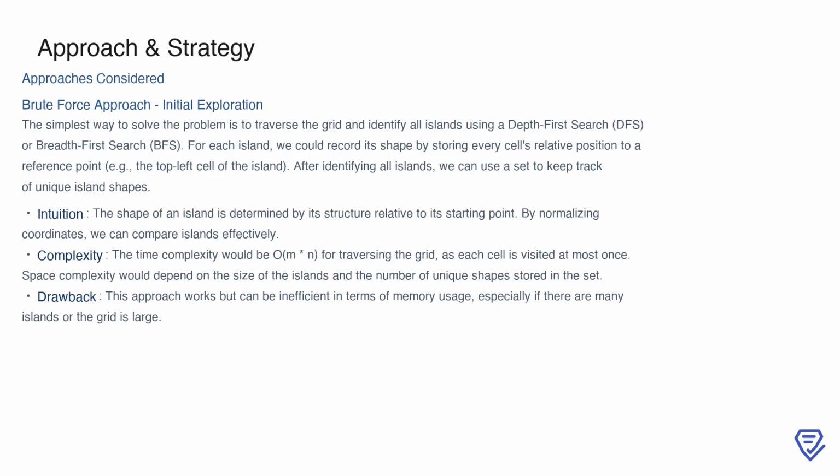Once we have the shapes of all islands, we can use a set to store these shapes and count how many unique ones exist. The intuition behind this is that the structure of an island is determined by the layout of its cells relative to its starting point, and by normalizing these coordinates, we can compare islands effectively. This method has a time complexity of O(m*n), because each cell in the grid is visited once.